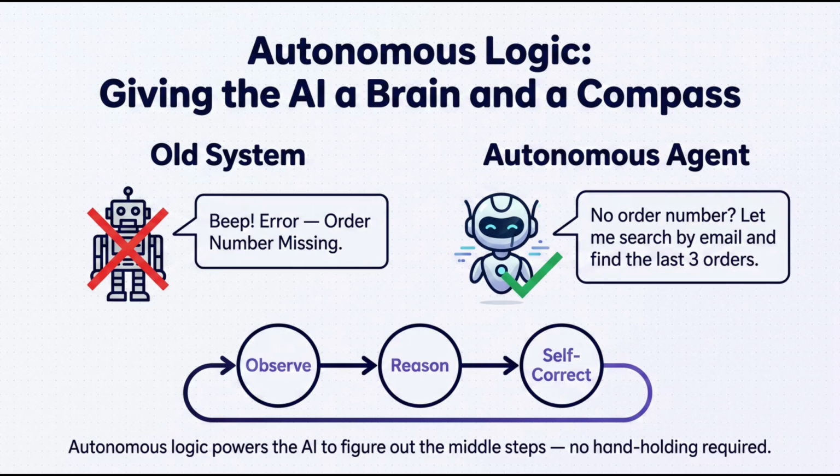Beep, error. But an agent with autonomous logic says, oh, the order number is missing. Let me look up this customer's email address in our database to find their last 3 orders so I can ask them which one they want to refund.